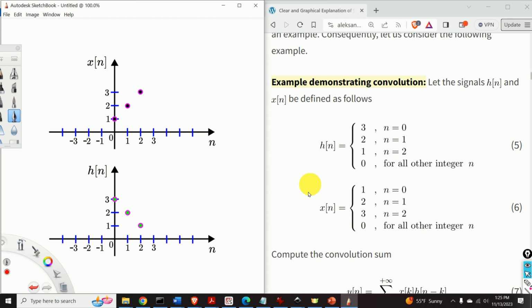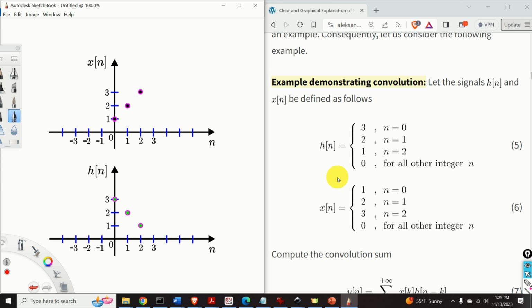Let's start with x of n. X of n is equal to 1 for n equal to 0, 2 for n equal to 1, 3 for n equal to 2, and 0 for all other integer values of n. Here's a graphical representation of x of n. On the horizontal axis, we place a discrete time instant n, and on the vertical axis, we place x of n. For example, for n equal to 1, the value of x of n is 2.